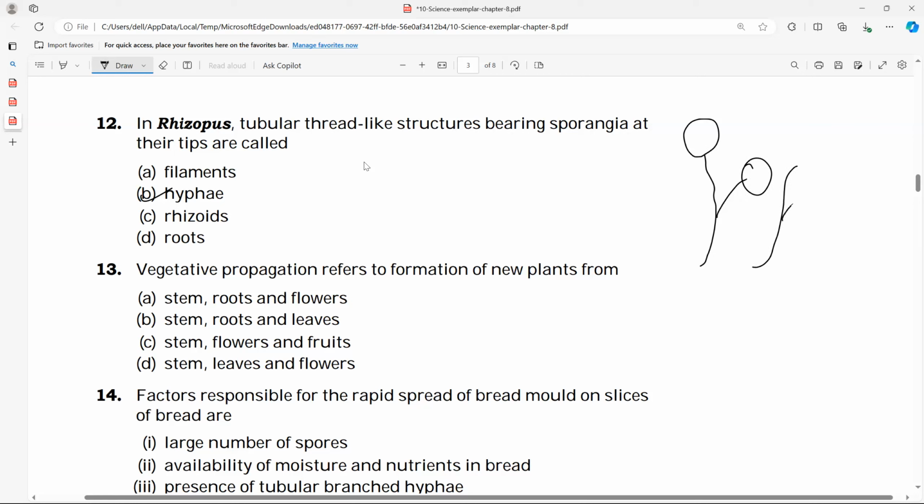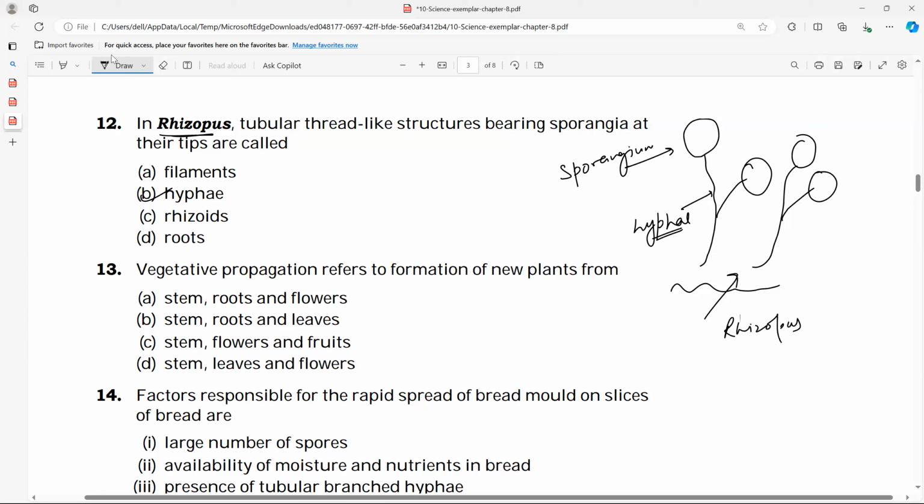Okay. We can say that it is sporangium, which is not, this is not the sporangium actually. This bulb-like structure is called sporangium. Okay. Sporangium. And this is called the hyphae. Over this thread-like structure called hyphae, a bulb-like structure is present. And this is rhizopus. Rhizopus.